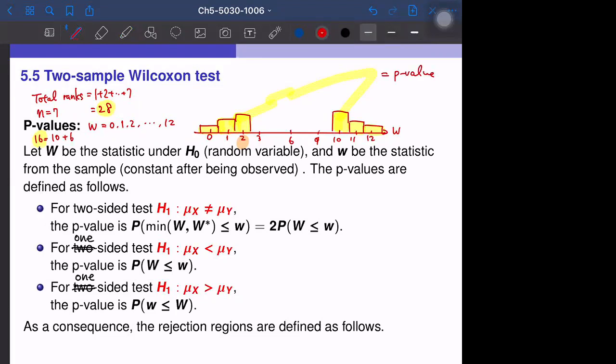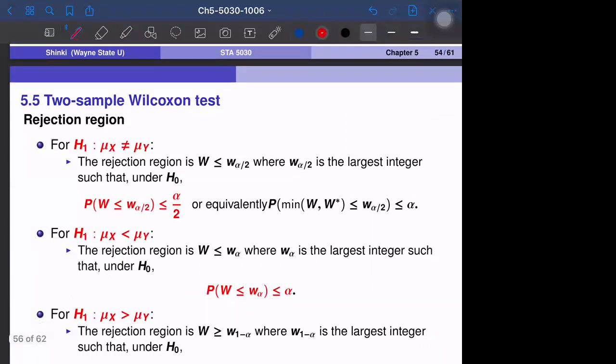And in a one-sided test, we only count one side of this probability, so the p-value becomes half. So this is the two-sided case. In the one-sided case, we use the green one. And for the rejection region, we can use the same idea. The distribution of W ranges from 0 to 12.